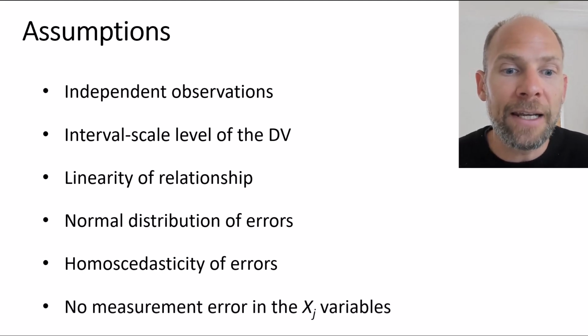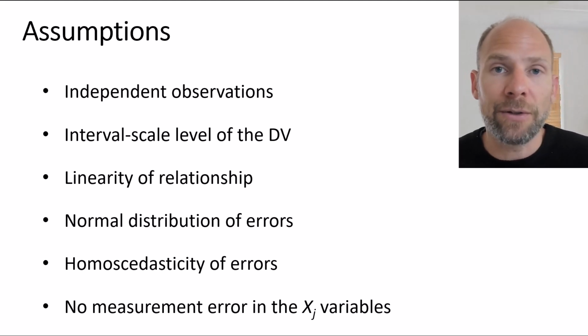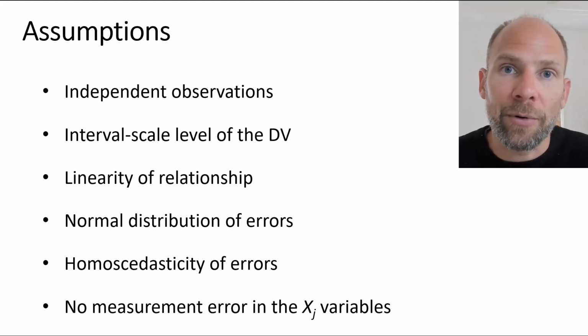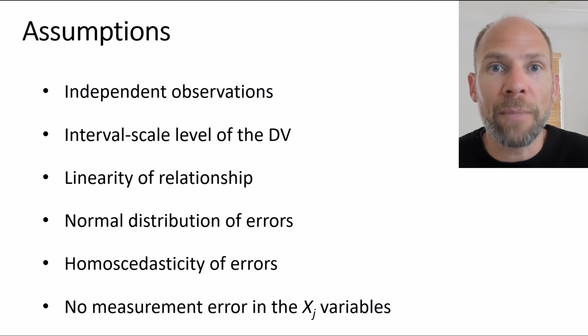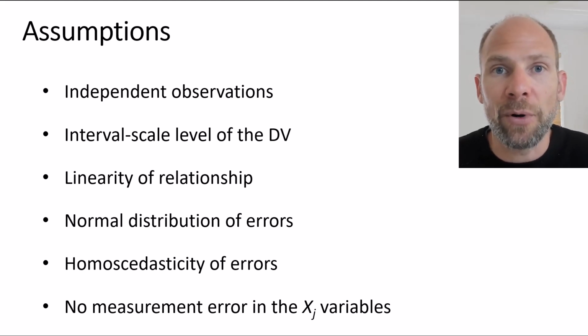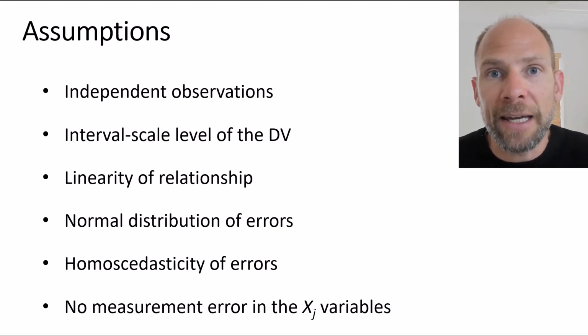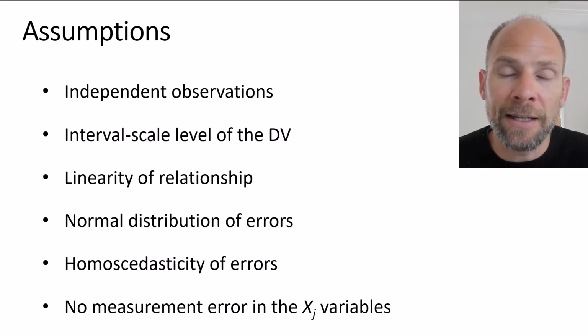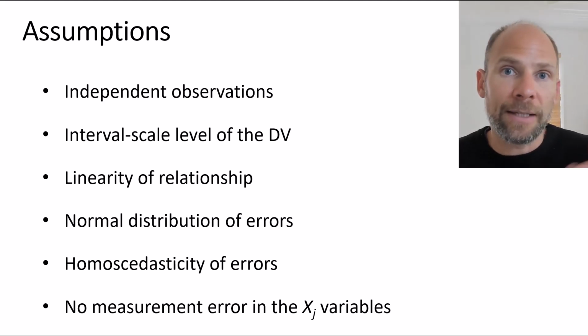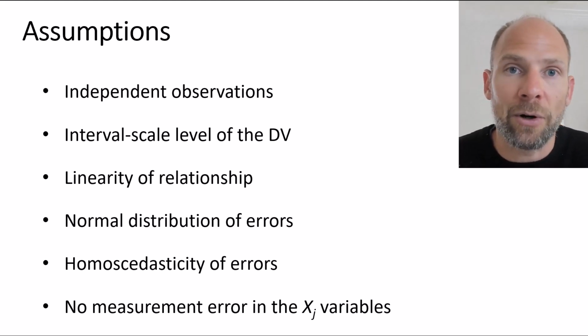And then finally, an assumption that is actually maybe most difficult to meet is the assumption that the independent variables or predictor variables xj have no measurement error, or that they're measured with perfect reliability. This is something that can be very difficult to meet in practice, and it can lead to bias in the regression coefficients and the tests of significance if this assumption is violated. I'll say something about what you can do in that case also on the next slide.